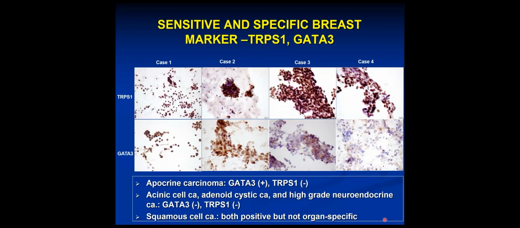However, there are a few points that I would like to highlight. In apocrine carcinoma, TRPS1 is usually negative while GATA3 is positive. And in rare breast acinic cell carcinoma, adenoid cystic carcinoma, and high-grade neuroendocrine carcinoma, both markers tend to be negative. In squamous cell carcinoma in general, not limited to breast, both markers can be weakly positive, and please remember, it doesn't signify breast origin. Moreover, TRPS1 might show positivity in certain gynecological serous carcinomas, for example, ovarian serous carcinoma.